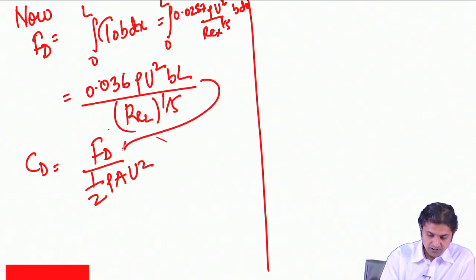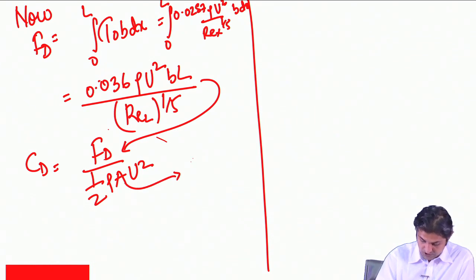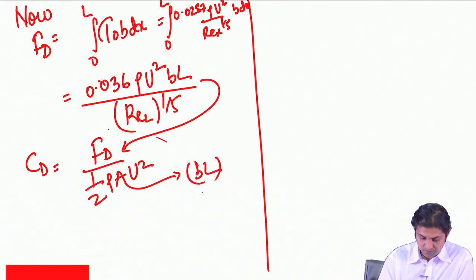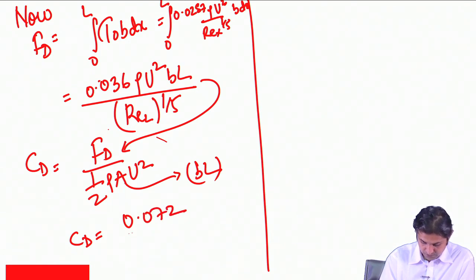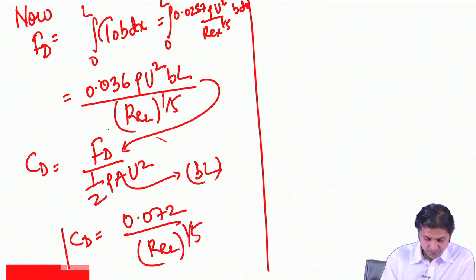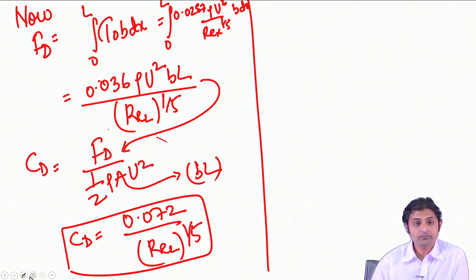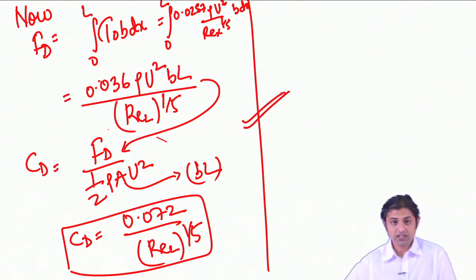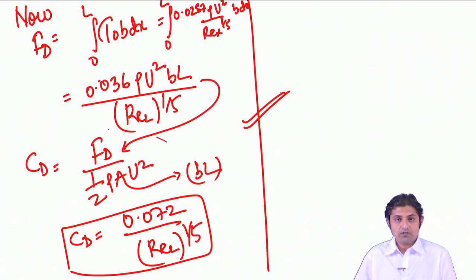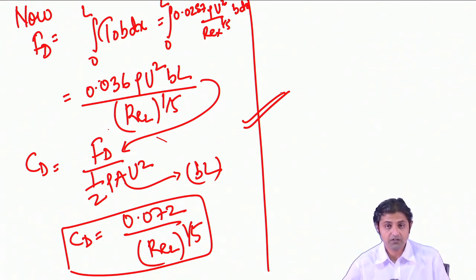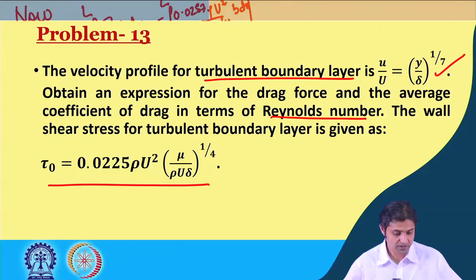Fd will be this thing, A is going to be B into L for example. Therefore, CD is going to be 0.072 divided by Re L to the power 1 by 5. All right. Same way of solution, so no difference. So, if you get a velocity profile, you can proceed in a similar way, given that for a turbulent flow the shear stress profile is given.